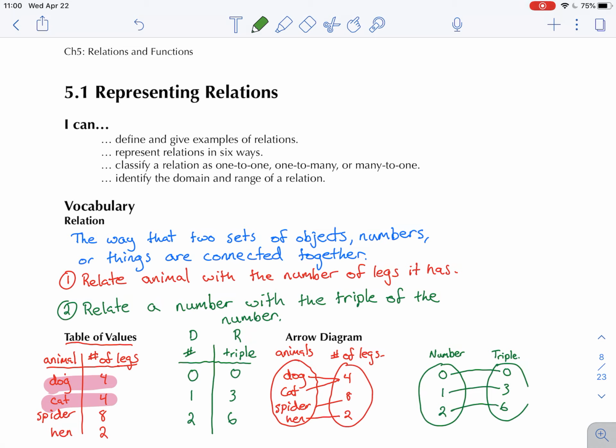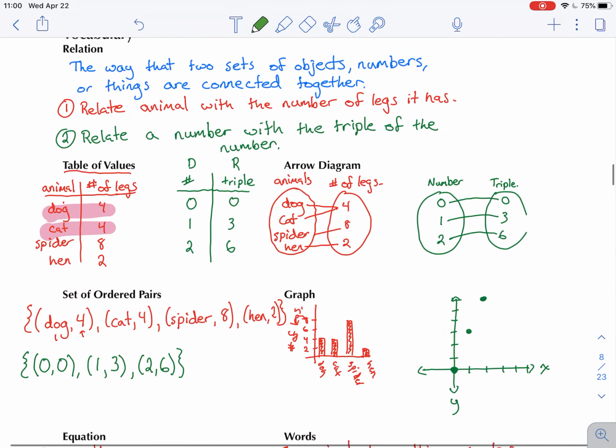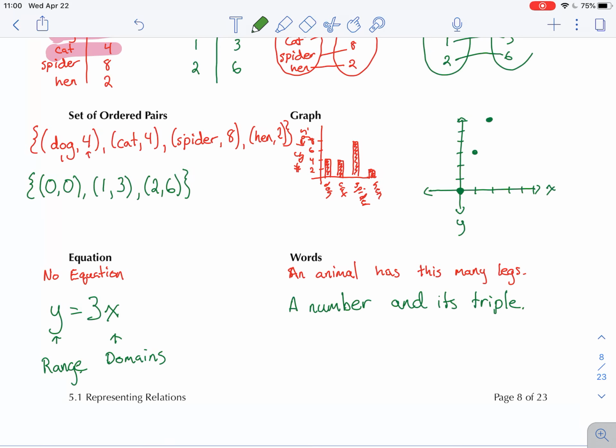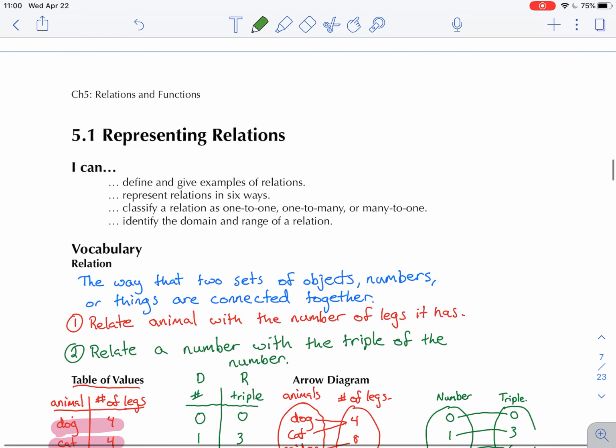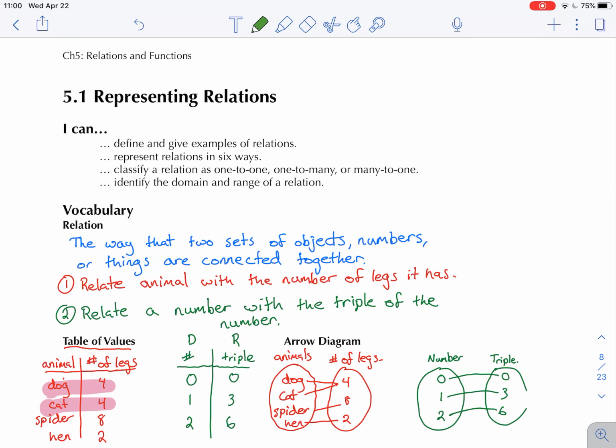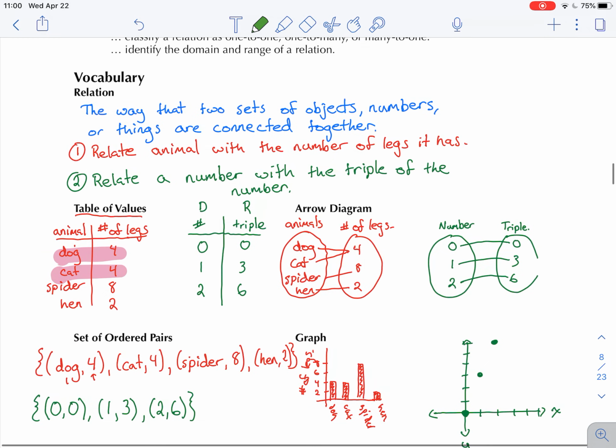All right, so after looking at those 2 examples, you should be able to define and give examples of a relation, represent relations in 6 ways, know that some relations cannot be represented by an equation, and for some relations it's tough to do a graph. You should be able to classify a relation as one-to-one, one item in the domain to one item in the range, one-to-many, where one item in the domain can go to many items in the range, or many-to-one, where many items in the domain can go to one item in the range.